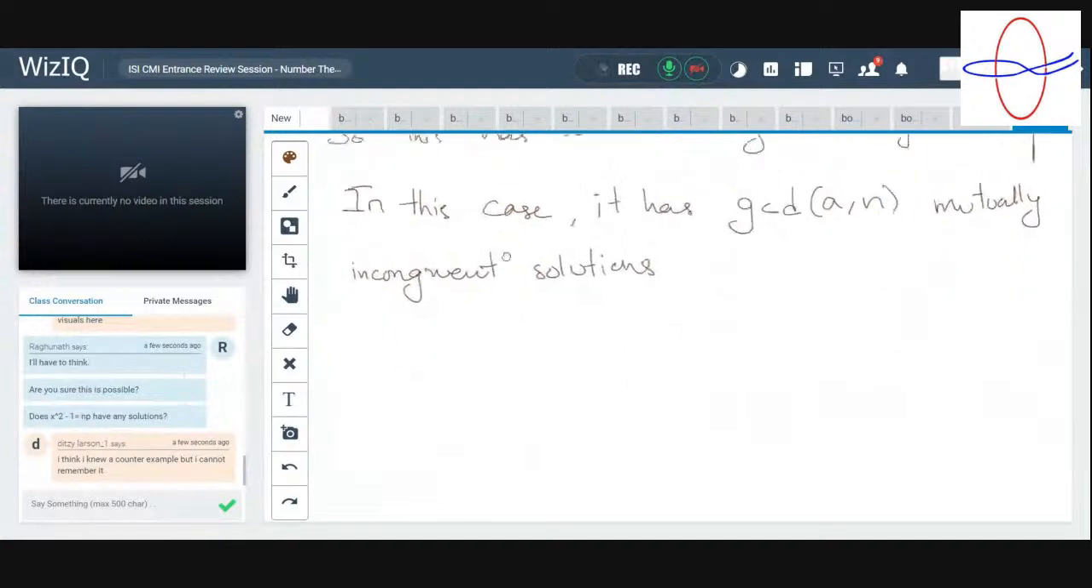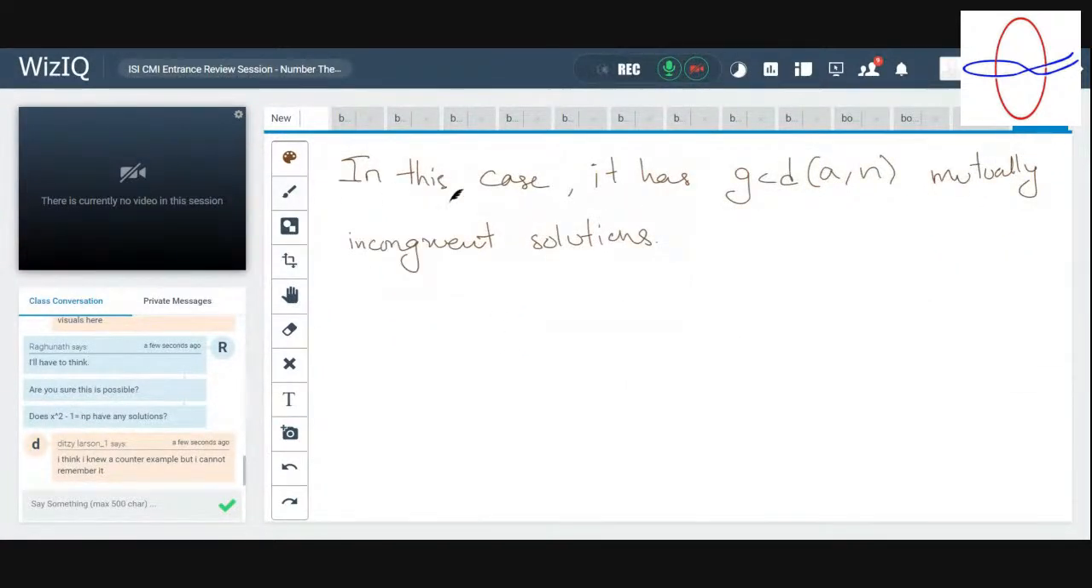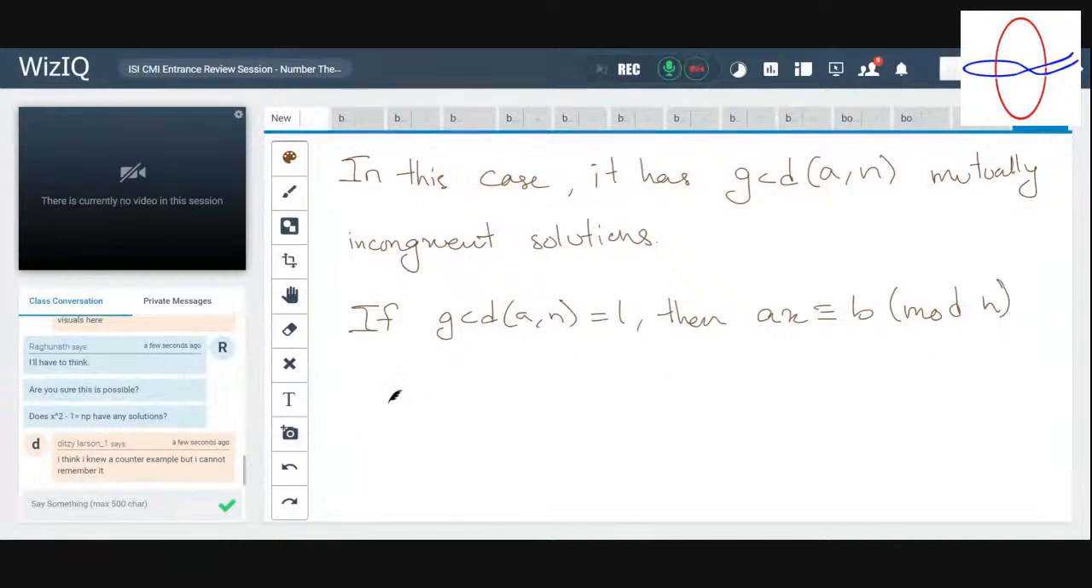So now instead of looking for just solutions, I'm looking for solutions mod n. That's the interesting thing for me now. So if they are co-prime, A and N are co-prime, then this linear equation, linear congruence, has one unique solution, mod n. Okay.